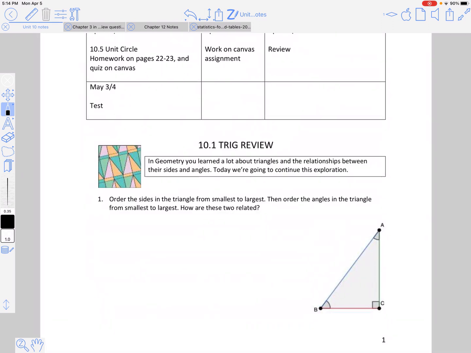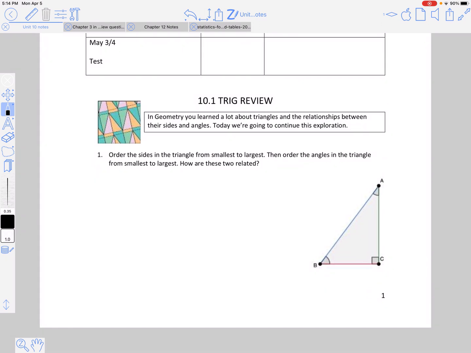All right, so we're going to jump right into 10.1. We're going to do a trig review and try to cover as much of the prerequisites that are super important, but also remember, like I said earlier, if there's something that is just not clicking, please email me, let me know, and I can make a video on that specific topic.